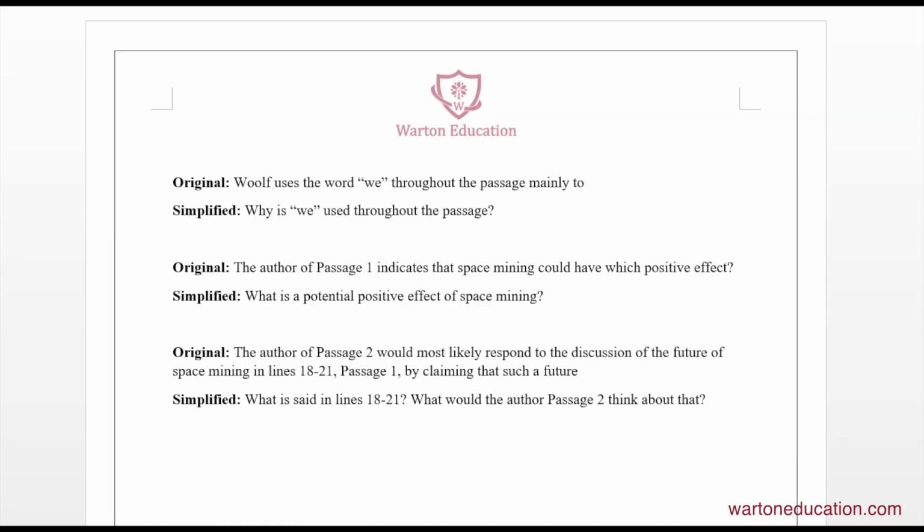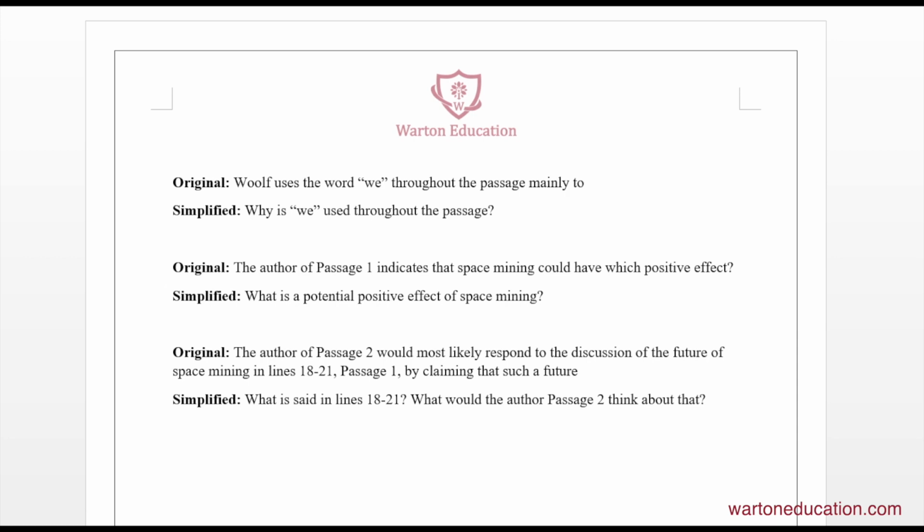Here are a few real SAT questions and their simplified alternatives. First of all, the original: "Wolf uses the word 'we' throughout the passage mainly to" becomes "Why is 'we' used throughout the passage?" The next one: "The author of passage 1 indicates that space mining could have which positive effect" becomes "What is a potential positive effect of space mining?"